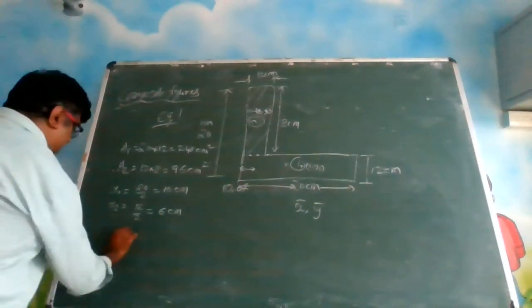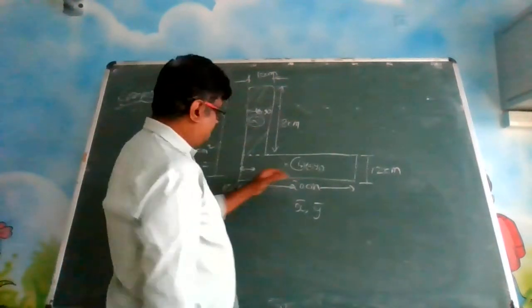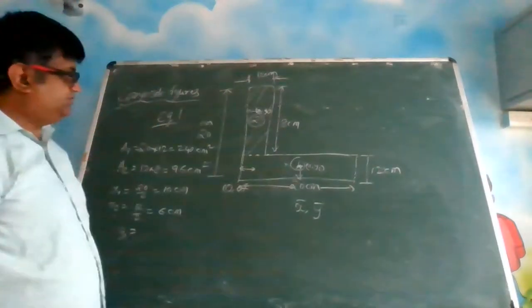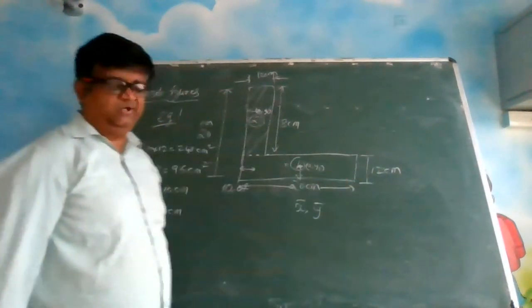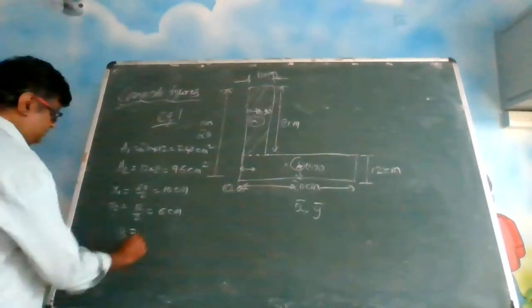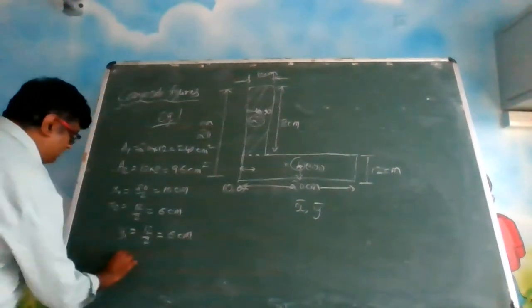Now let us calculate y1, y2. y1. Rectangle 1, you have to find y1. What is y1? Is it not this distance? y1 means 12 divided by 2. What is the reference line? Reference point? Origin. Remember that. So it is 12 by 2. It is 6 centimeter. And y2.